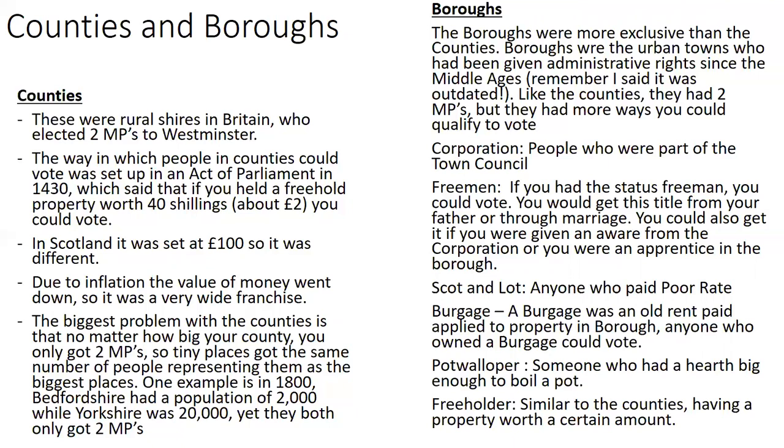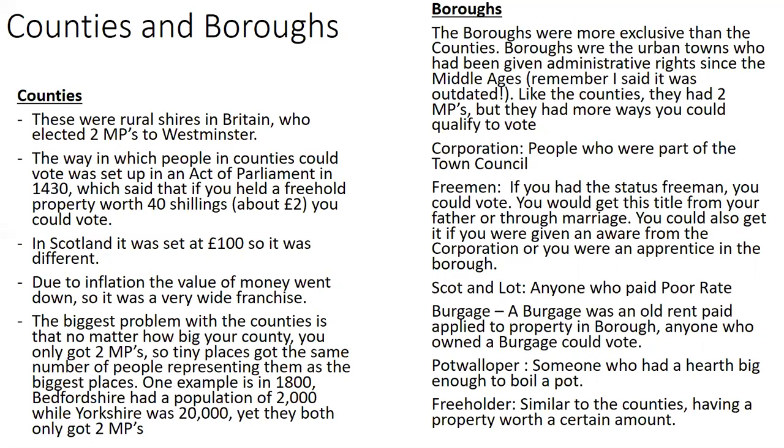So a county was a rural shire, so think farmland in Britain. They could elect 2 MPs to Westminster. So in the House of Commons, every county could elect 2 MPs. Now, the way in which people in counties could vote was set up in an Act of Parliament in 1430. So this whole system was set up a long, long time ago, which means the whole system is very outdated. And in 1430, you were allowed to vote if you were in a county, if you had a property that was worth 40 shillings, which is about £2, you could vote.